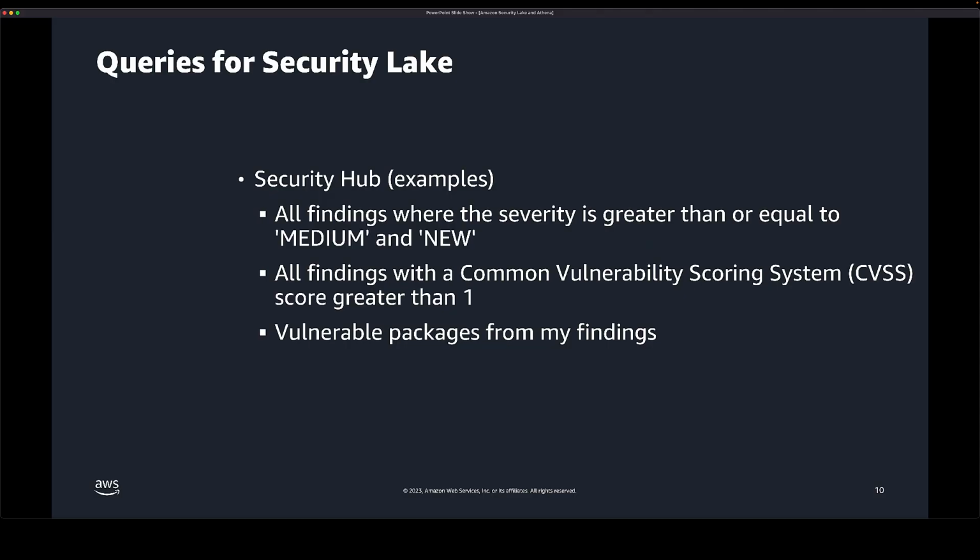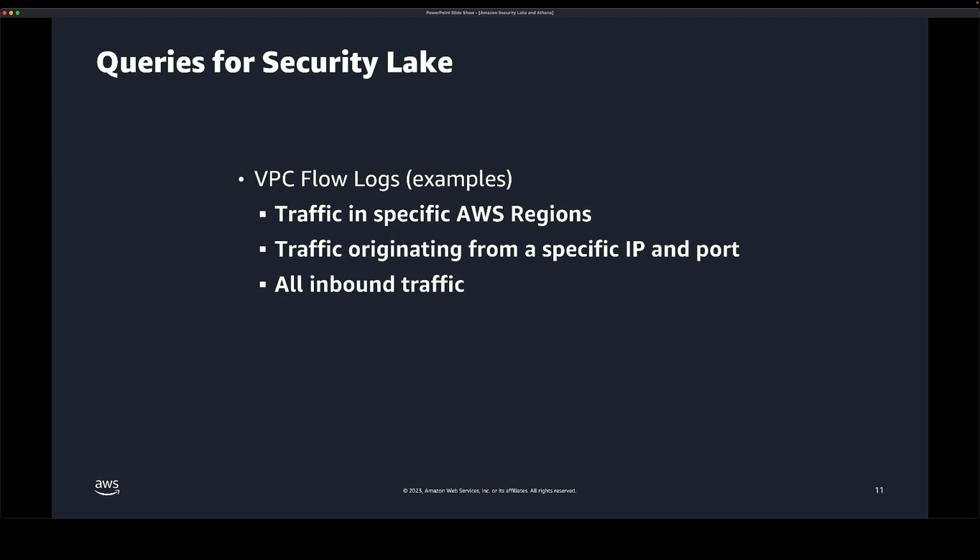For Security Hub, some example queries are findings where a severity is greater than or equal to medium and new, a query on common vulnerability scoring system, and vulnerability packages from findings. And lastly, for VPC flow logs, some examples are traffic in a specific AWS region, traffic originating from a specific IP and port, and a query on inbound traffic.